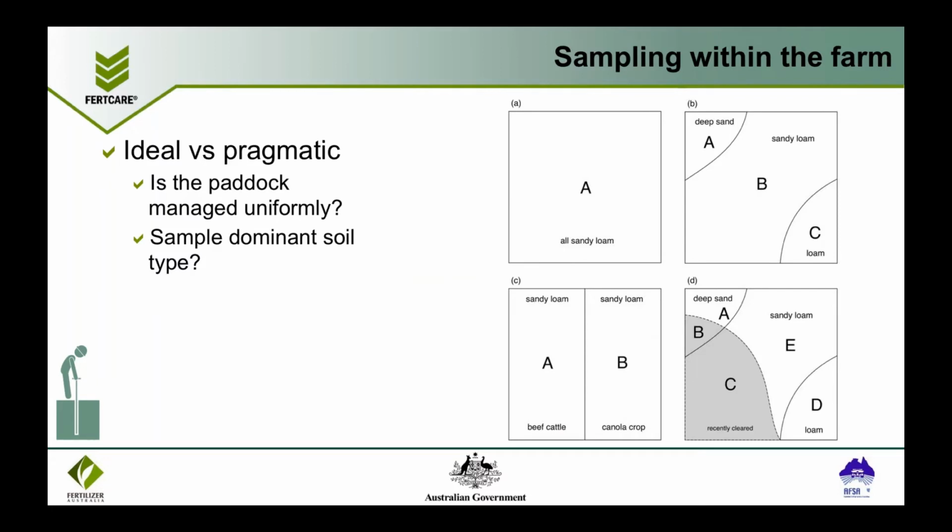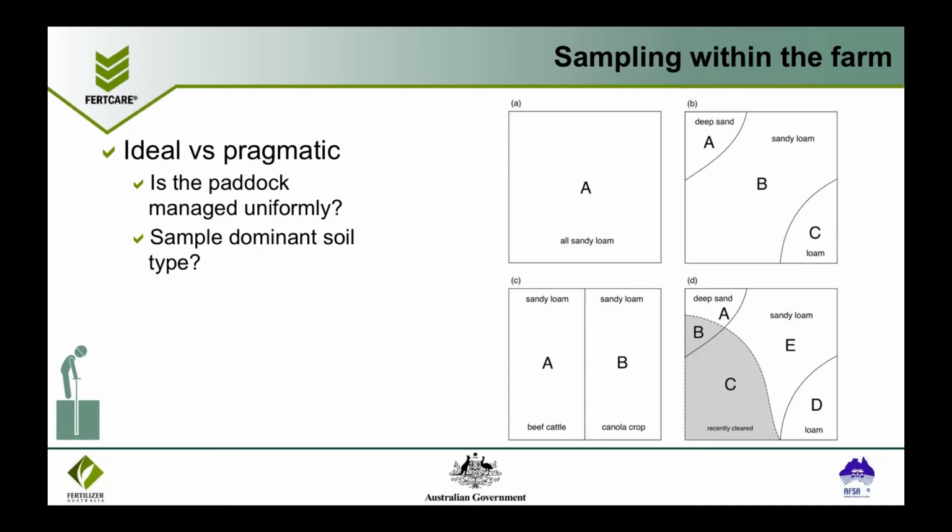So if we now have a look at a particular paddock and how we might sample that paddock, we've got 4 examples here. The first example on the right-hand graphic is where we might have a uniform soil type right across the paddock, and we could quite easily take a composite sample within that paddock.